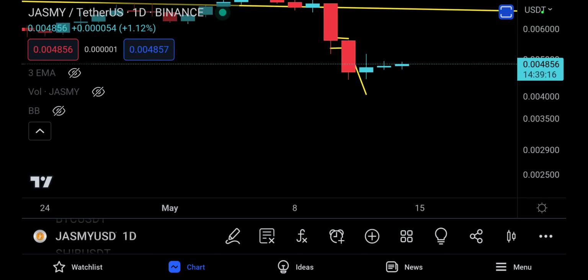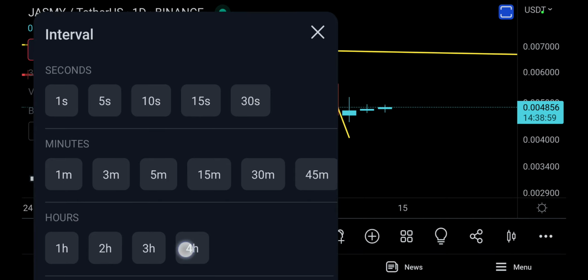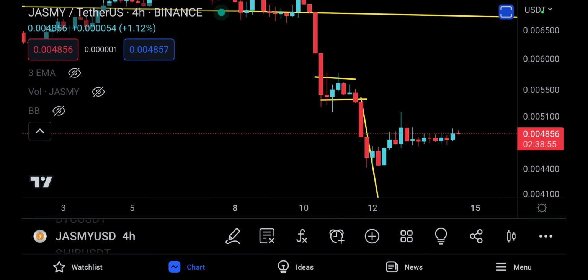Yesterday there was one small scenario that I was talking about on Jasmy, and that scenario is kind of trying to get in the way. It's trying to build that scenario, and it was on the daily. And before I talk about that scenario on the daily, let's go back for a time frame and talk about things that are happening here.